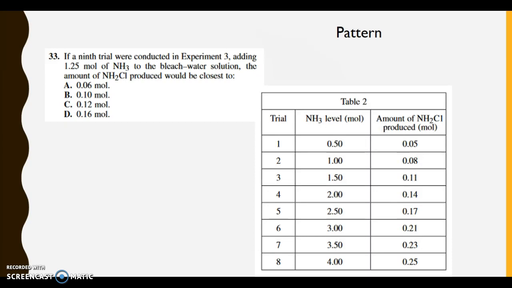So if I go to my table for this experiment and I find 1.25 between trial 2 and 3, I'm going to go to my results and look for an answer choice that fits in between those two results, which for us is answer choice B.